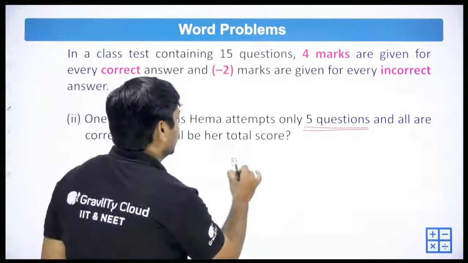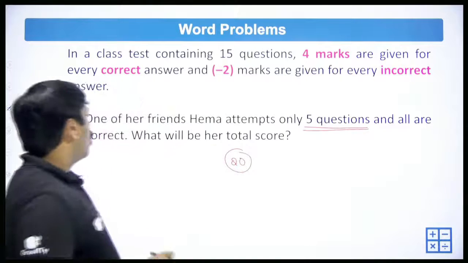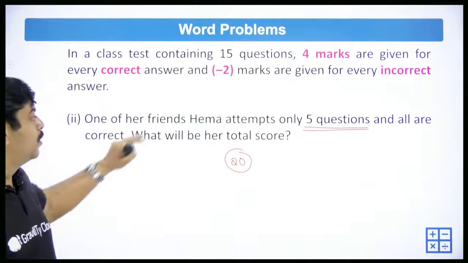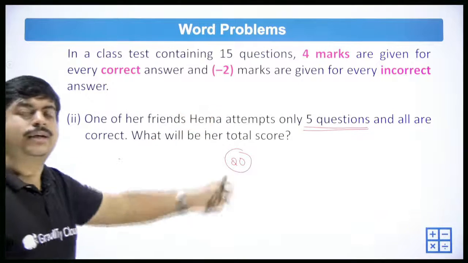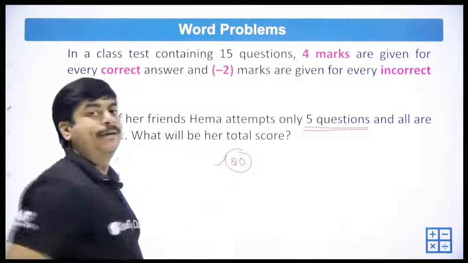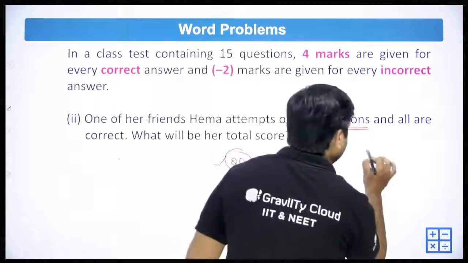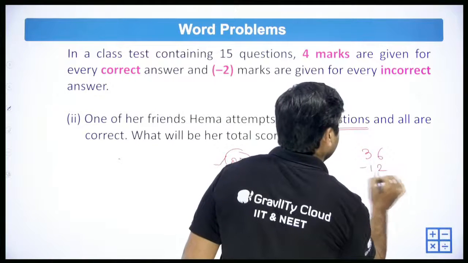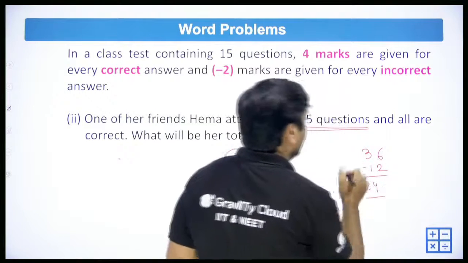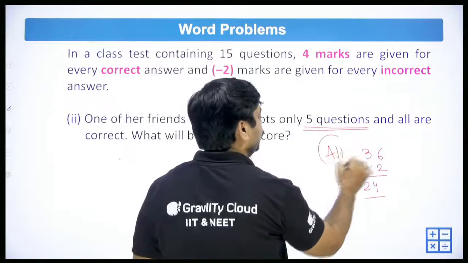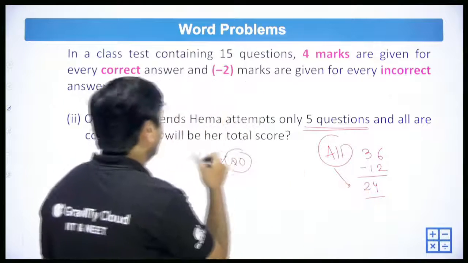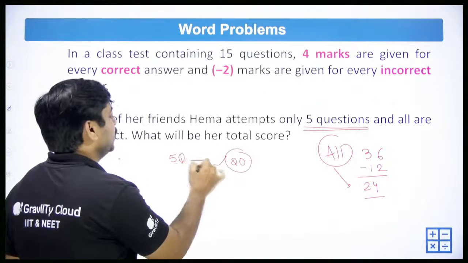5 into 4 is 20 marks, and all are correct. It was given all are correct. What will be her total score? It is 20. See, in the previous case, what happened? Although the person got 36 with minus 12, she landed at 24, writing all the questions, getting 24, and writing only 5 questions and writing 20 marks.